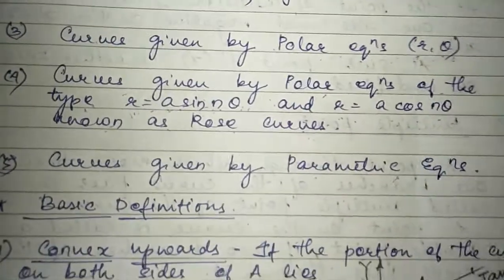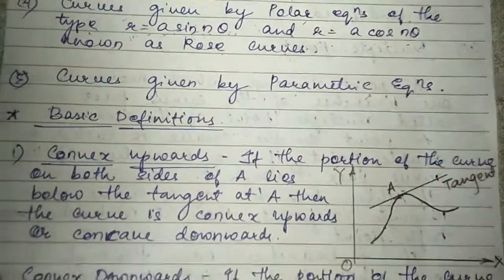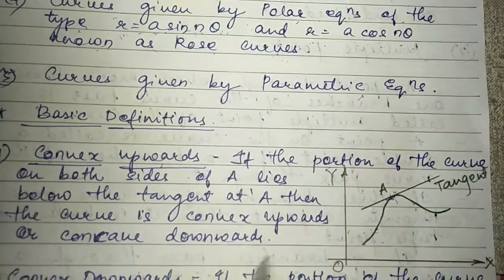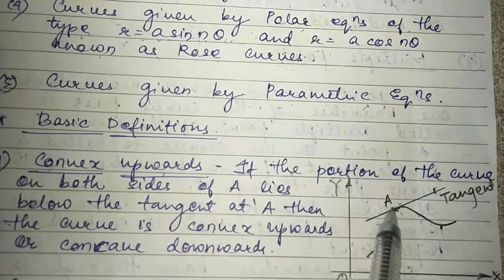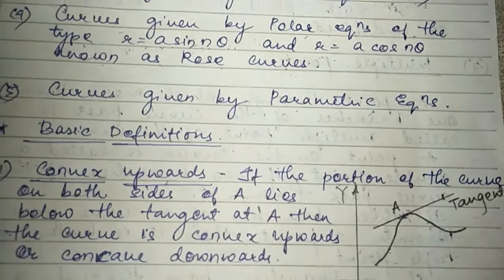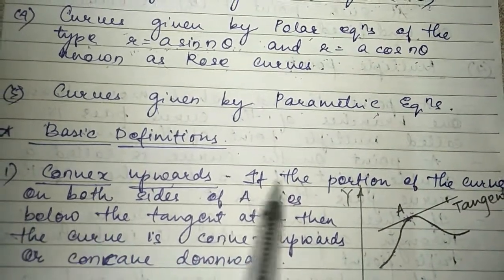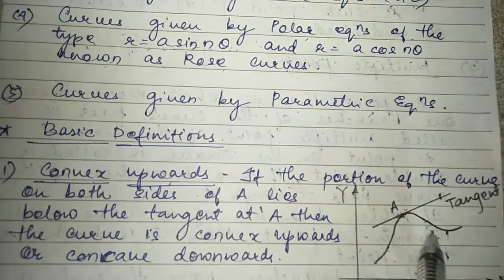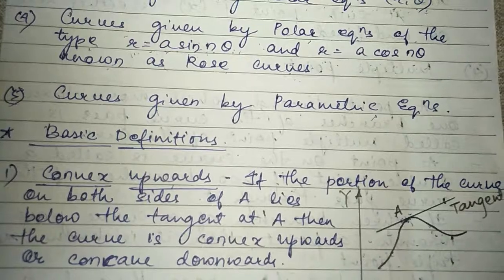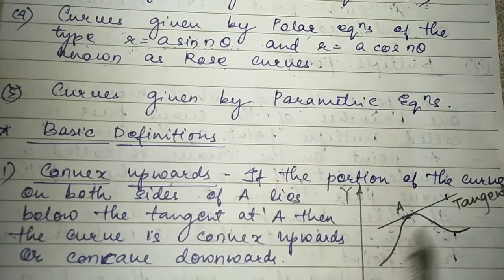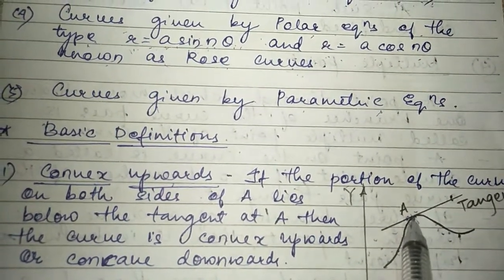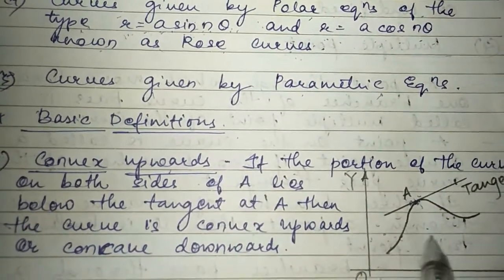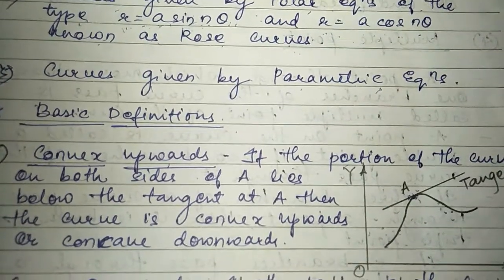Now we'll see a few basic definitions for the curves. The first one, convex upwards. You can see a curve here. This is the curve, this is a point A and we have a tangent at point A. What does the definition say? If the portion of the curve on both sides of A lies below the tangent at A, that is this side and this portion lies below the tangent at A, then the curve is convex upwards or concave downwards.